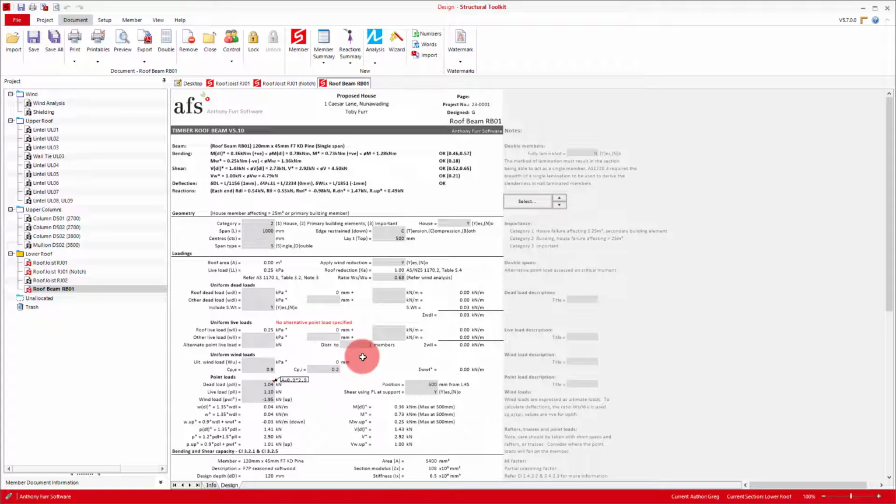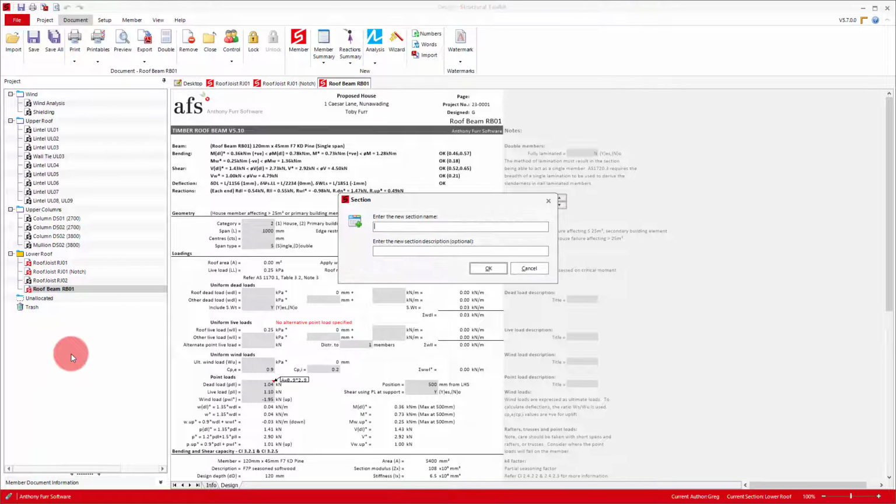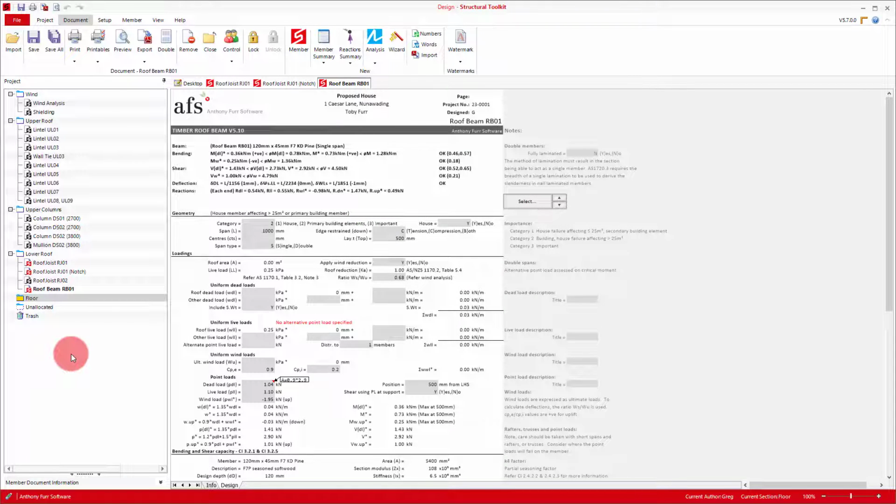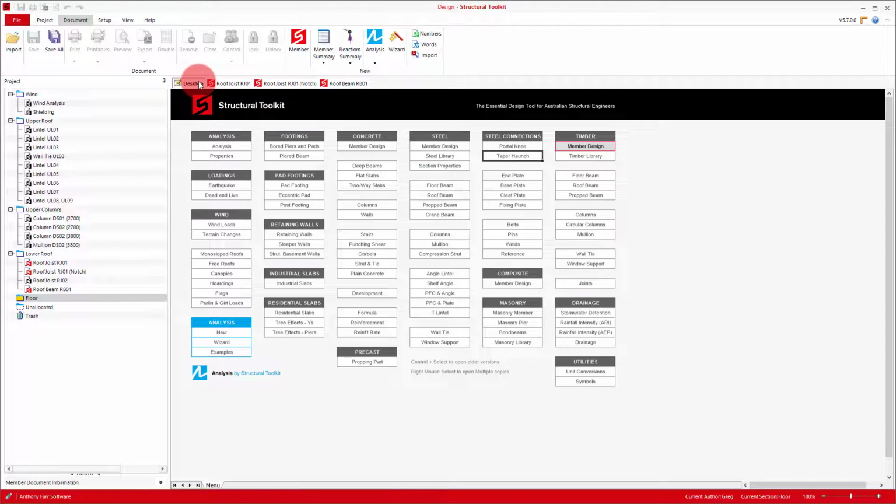So to keep things organised like the rest of our project, we'll create another section and call it floor. To design a floor joist, we'll want to use the floor beam design module. So we'll open one of those and call it floor joist FJ01.